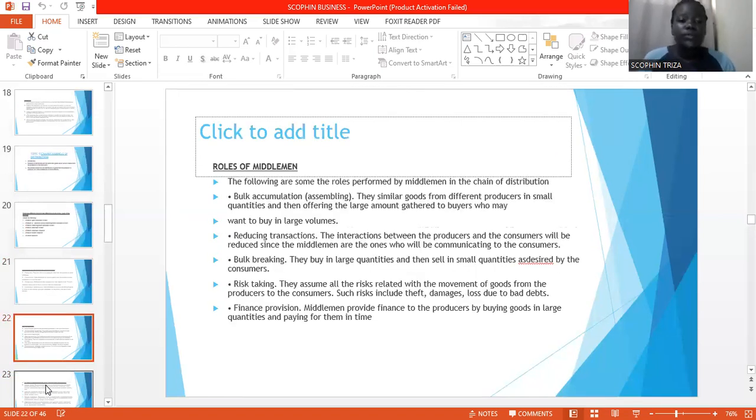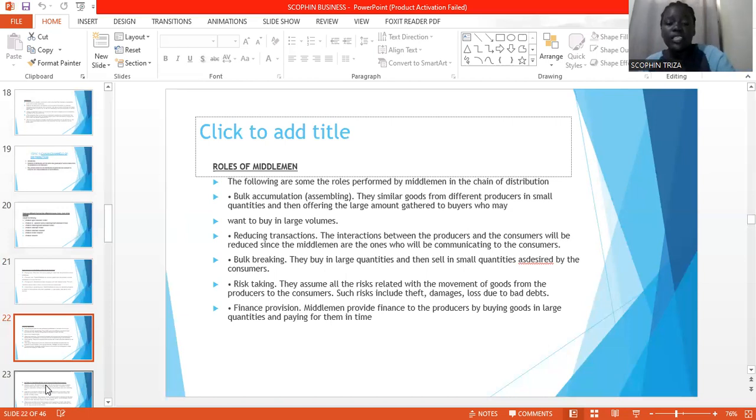These are some of the roles of middlemen. The following are some of the roles performed by middlemen in the chain of distribution. Bulk accumulation: they assemble goods from different producers in small quantities and then offer them in large quantities, and this reduces transactions. The interaction between the producer and the consumer will be reduced since the middlemen are the ones who will communicate to the consumer. They also break bulk. They buy in large quantities and then they sell in small quantities.